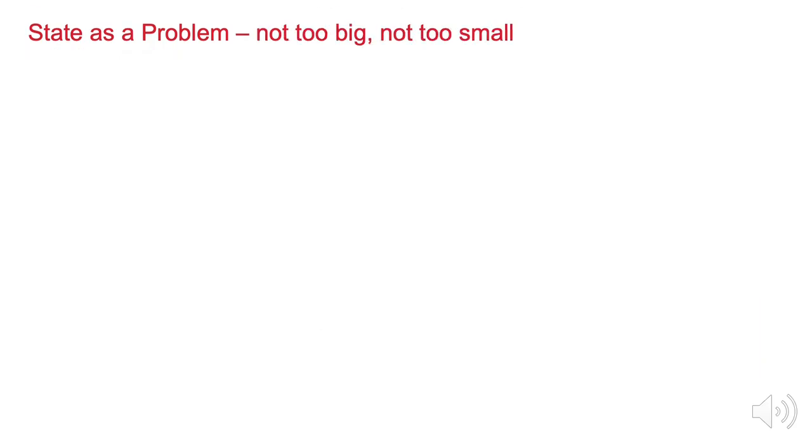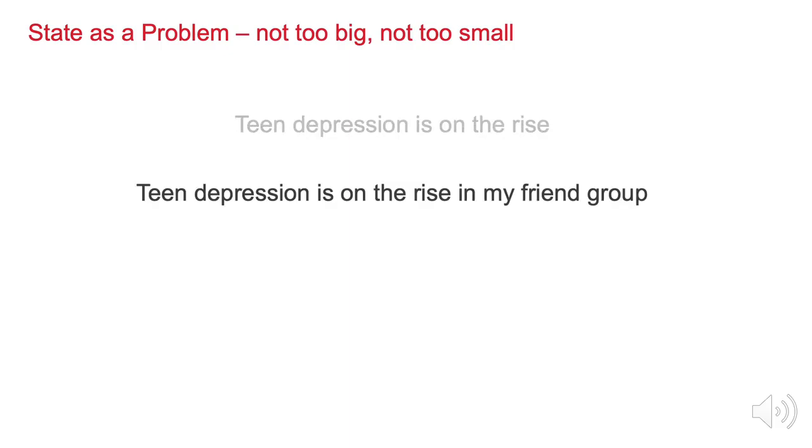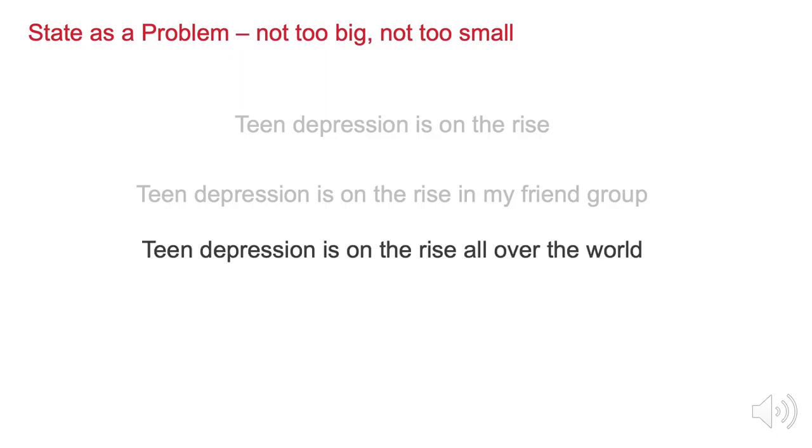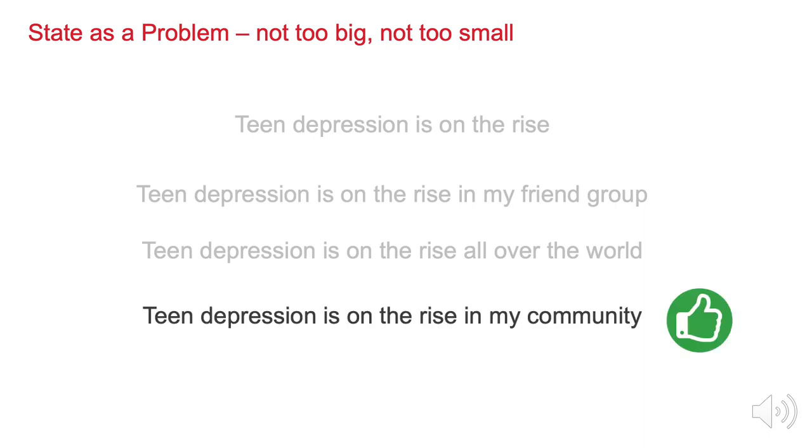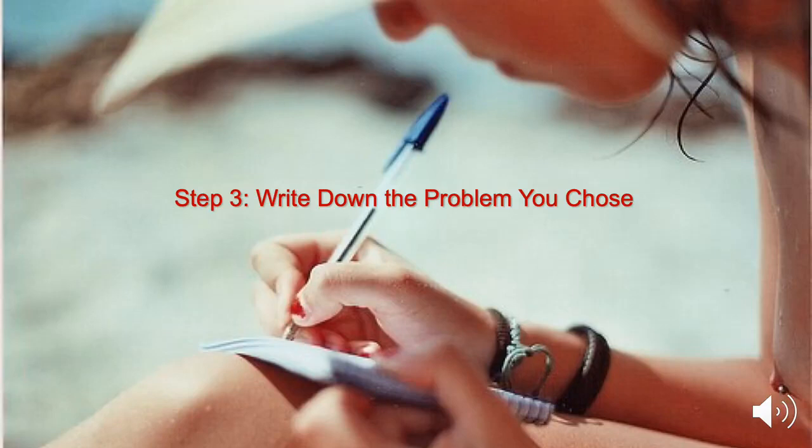You also want to make sure the problem is a size that is challenging but not too challenging. You don't want it to be too small, like "teen depression is on the rise in my friend group," but you also don't want it to be too big: "Teen depression is on the rise all over the world." Look for somewhere in between, like "teen depression is on the rise in my community." So now you have a really great draft of your problem statement.